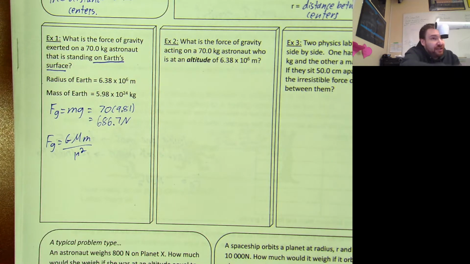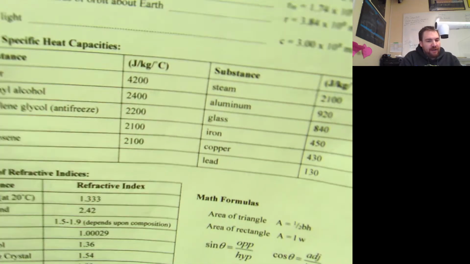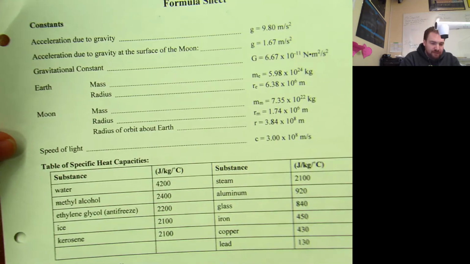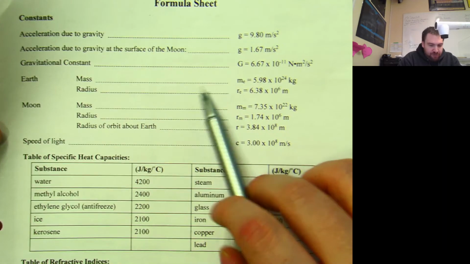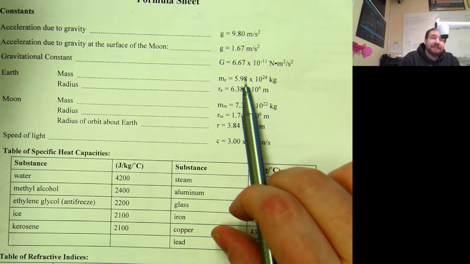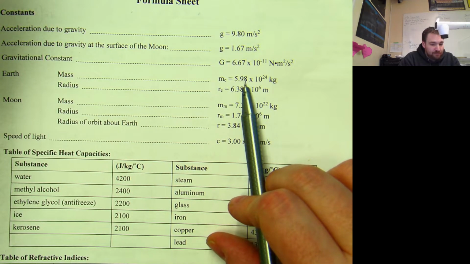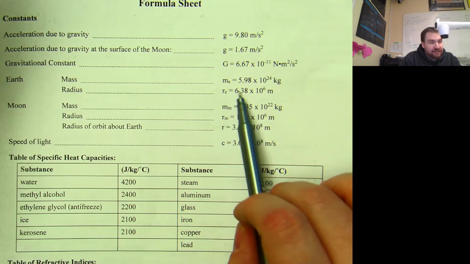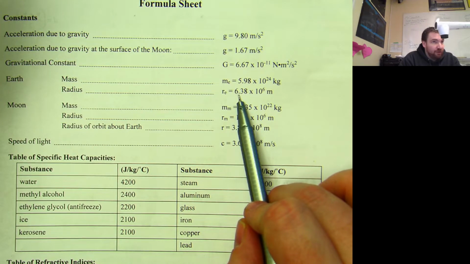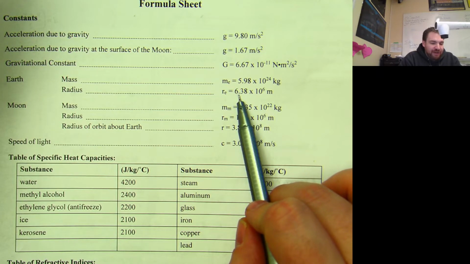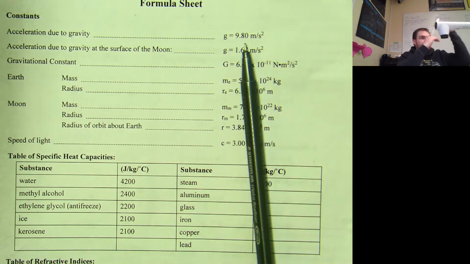Now, the constants that you're going to need are on your formula sheet. The mass of the Earth is 5.98 times 10 to the 24 kilograms. And its radius, the distance from the center of the Earth to the surface of the Earth, is, on average, 6.38 times 10 to the 6 meters. Now, that number is a little bit different at the North Pole and South Pole than it is at the equator, because the Earth's a little fatter at the equator because it's spinning like this.